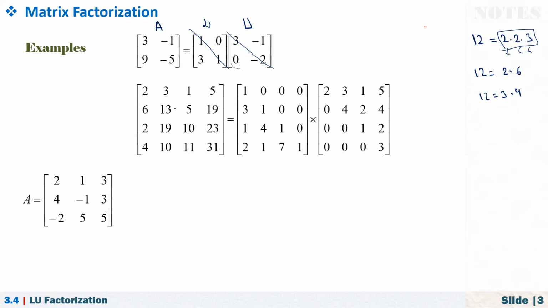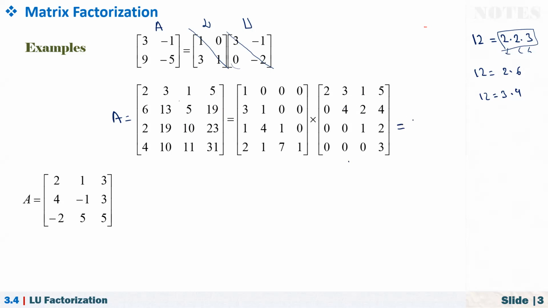Another example, let's say 2, 3, 1, 5. This one is, let's say, A, a 4 by 4 matrix. Also, by performing some elementary row operations, I can reduce this to, for example, this form on the right-hand side. Again, let me label this by, what is it?